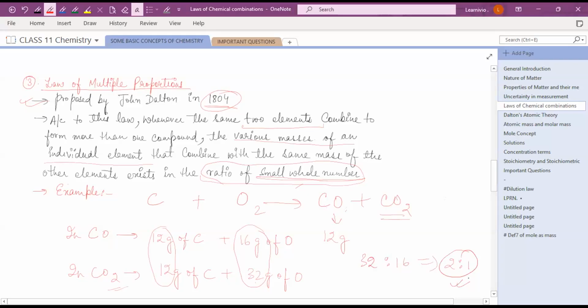So the law of multiple proportion says when two elements combine to form more than one compound, then the various masses of an individual element, see the various masses of an individual element, here in the case of carbon and oxygen, that combine with the same mass of the other element will give you a simple whole number ratio. It will always give the simple whole number ratio. That is the law of multiple proportions. Why multiple? Because two elements combine to form more than one compound, and when you take the ratio, you will get the simplest whole number ratio.